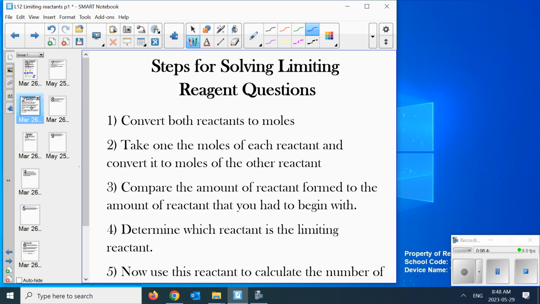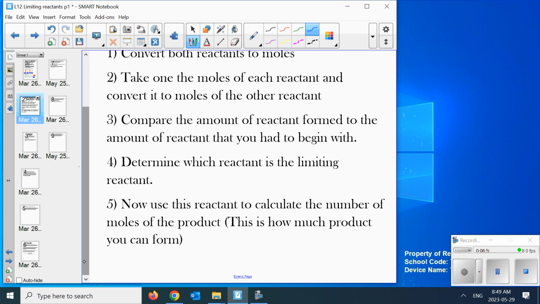Then you've got to see, just choose one randomly, if all of the moles of this reactant reacted, how much would you need of the other? And then just make a comparison and see, do you have that amount or not? Then you'll be able to say, okay, this one runs out, that's limited. Then you can actually see how much is produced.